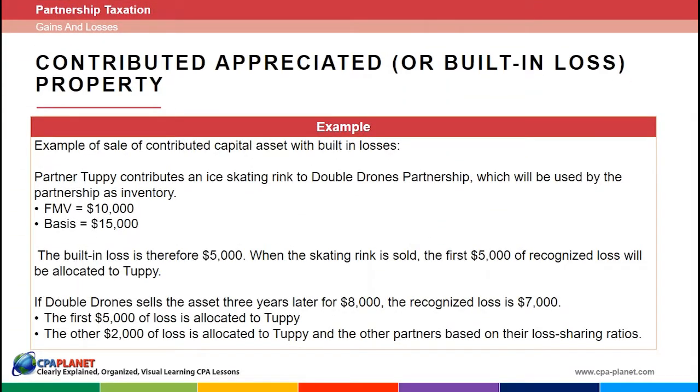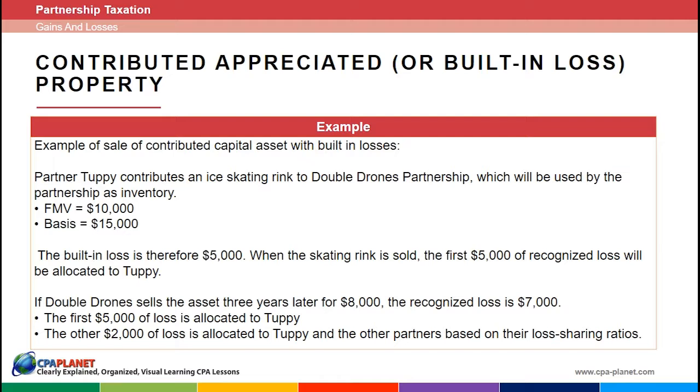So Partner Tuppy contributes an ice skating rink to a partnership, which will be used by the partnership as inventory. At the date of contribution, the fair market value is $10,000 and the basis is $15,000. So the built-in loss is $5,000 when it's contributed. When the skating rink is sold, the first $5,000 of recognized loss will be allocated solely to Tuppy because it's a built-in loss. If the partnership sells the assets 3 years later for $5,000, the recognized loss is $7,000, and the first $5,000 is allocated to Tuppy.